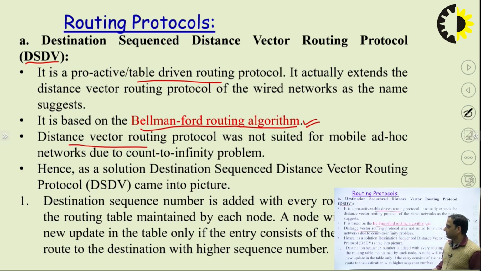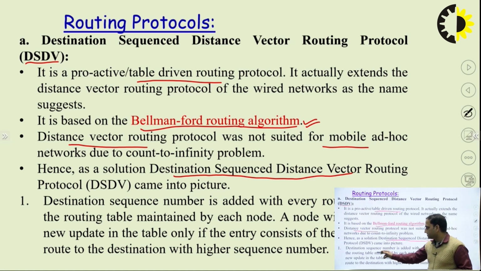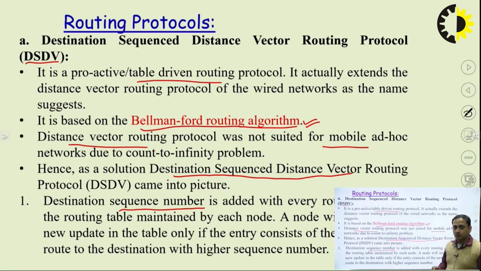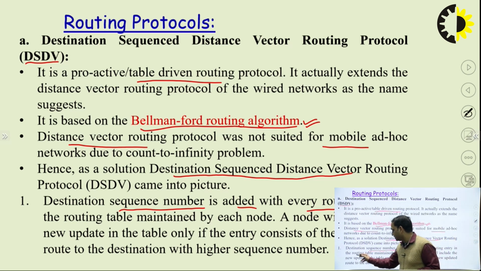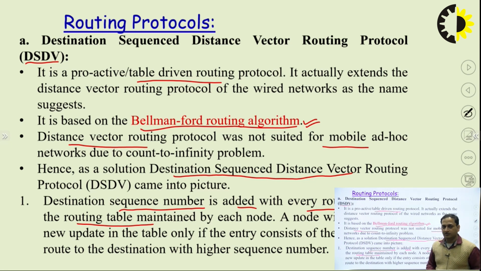The distance vector routing protocol was used for ad hoc networks, but it was not suited for mobile ad hoc networks, because the count to infinity problem can occur all the time. So there is a solution in the destination sequenced distance vector routing protocol. In it, a sequence number is added into every routing entry, in the routing table which is maintained by each node.